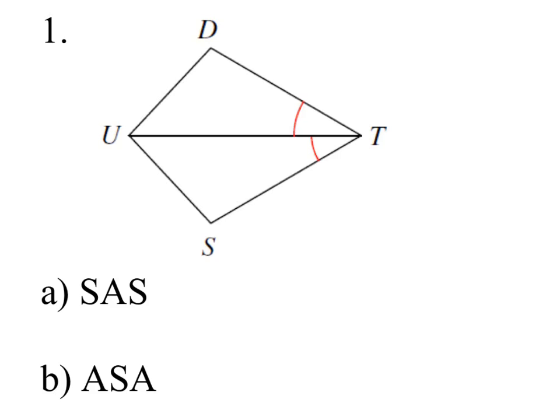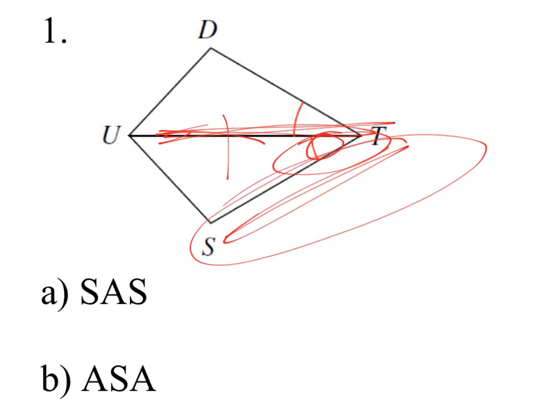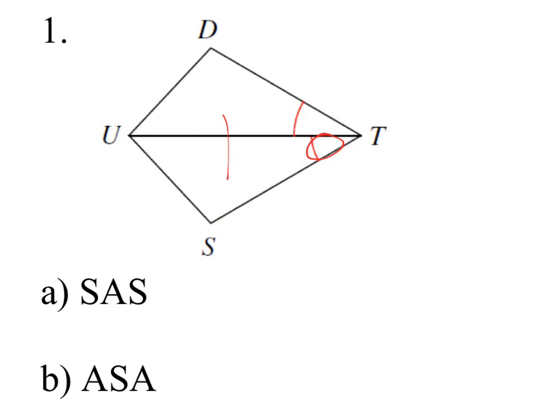On 1, you can add a congruence mark in the middle because of the reflexive property, and we're supposed to get side angle side. Well, right here we have an angle and we have a side. If we want side angle side, we need this side down here to be congruent to the one up there, because those are the sides that match. And so we need ST to be congruent to DT.